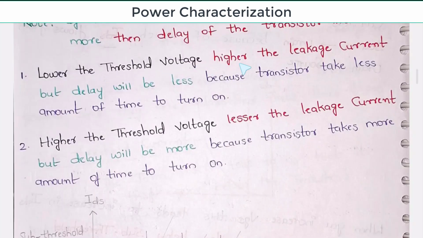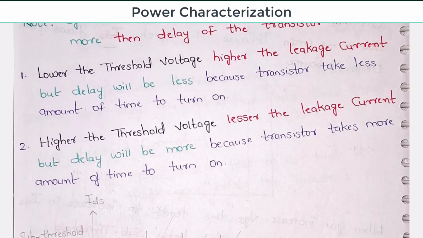Lower the threshold voltage, higher the leakage current, but delay will be less. Why? Because it will be switching very fast. If threshold voltage is low, then switching will be faster, so obviously delay will reduce, because the transistor takes less time to turn on. Whereas the higher the threshold voltage, the lesser the leakage current, but the problem is delay will be more, because the transistor will take more time to turn on. So this is the difference between lower threshold voltage and higher threshold voltage.